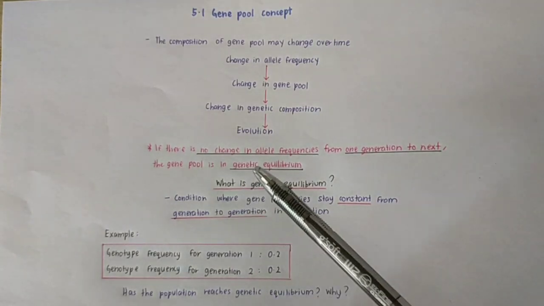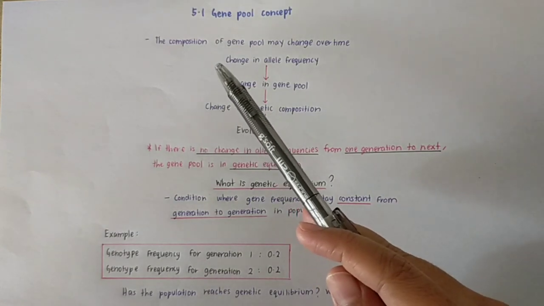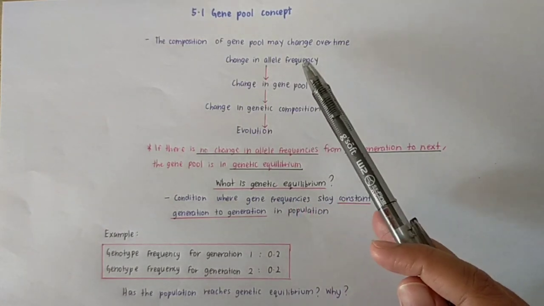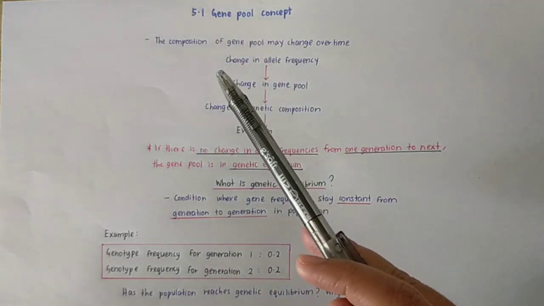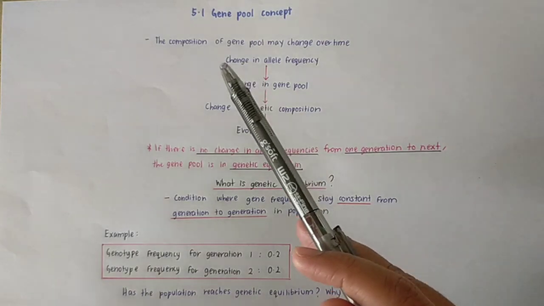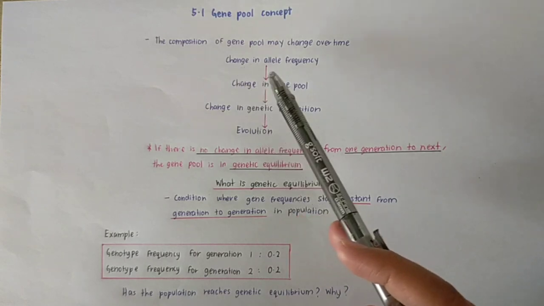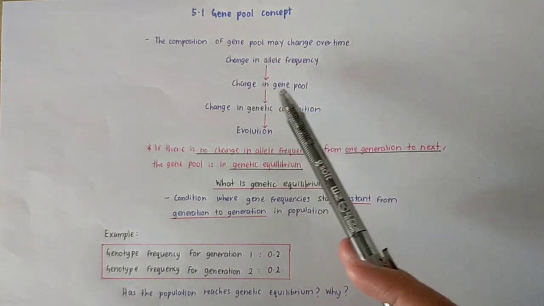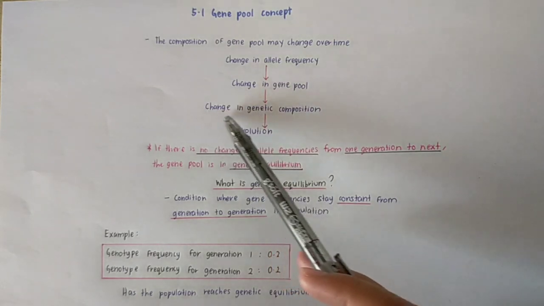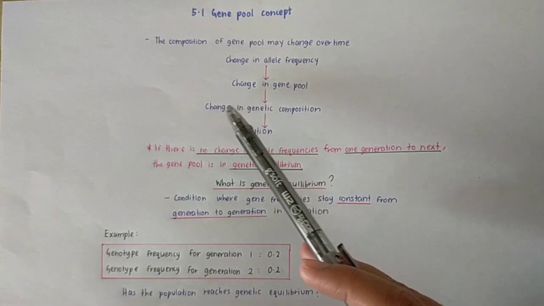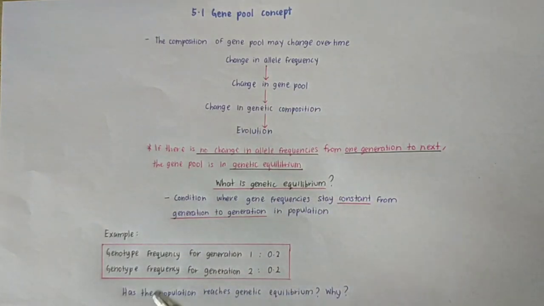Okay, so next we look at the gene pool concept again. Actually if you look at the composition of gene pool, it may change over time. Maksudnya dari segi composition of the gene pool, kita lihat kepada total number of alleles in a population, mungkin akan berlaku perubahan over time. So what happened? Change in allele frequency, actually it can change in gene pool. Maksudnya akan berlaku perubahan kepada gene pool. And then what happen, it will also change in genetic composition. So bila genetic composition is also change, kita akan consider evolution telah berlaku.